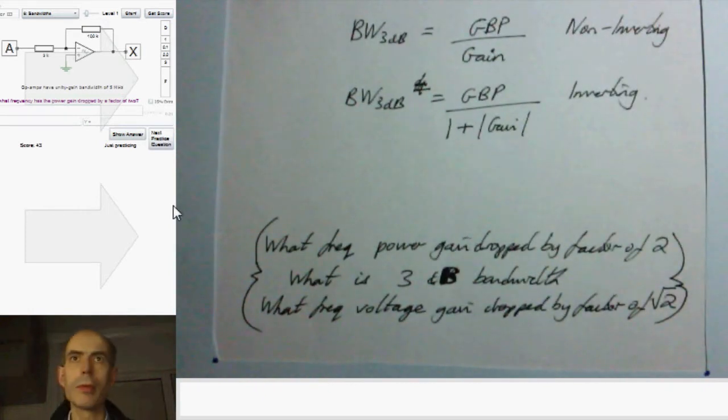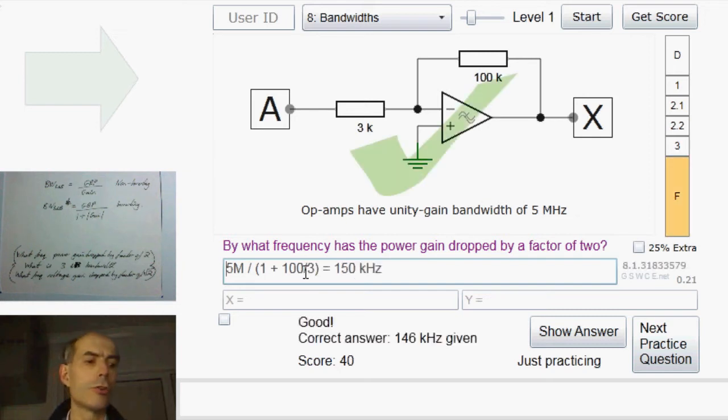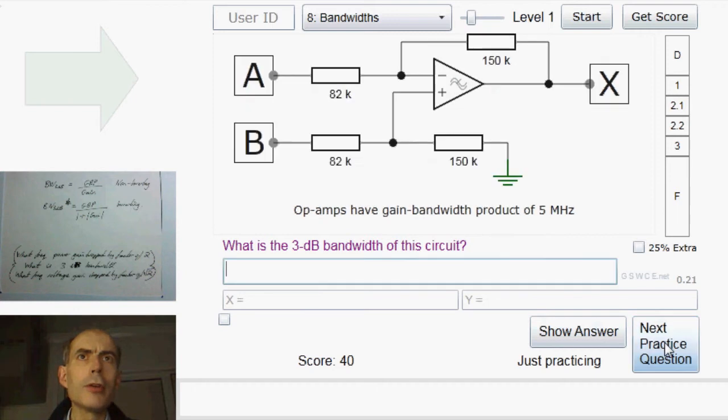So 5 MHz divided by 1 plus the gain, and the gain of an inverting amplifier is this resistor divided by this resistor. So that's 100 divided by 3. Once again, no need to type the K, it just slows you down. Let's find a different one.